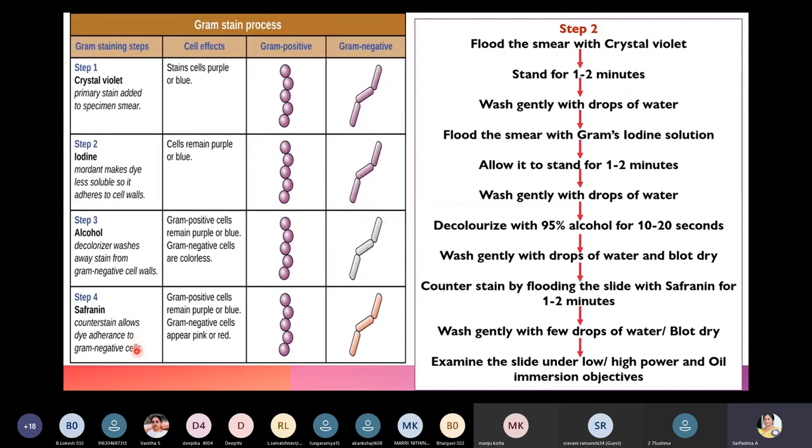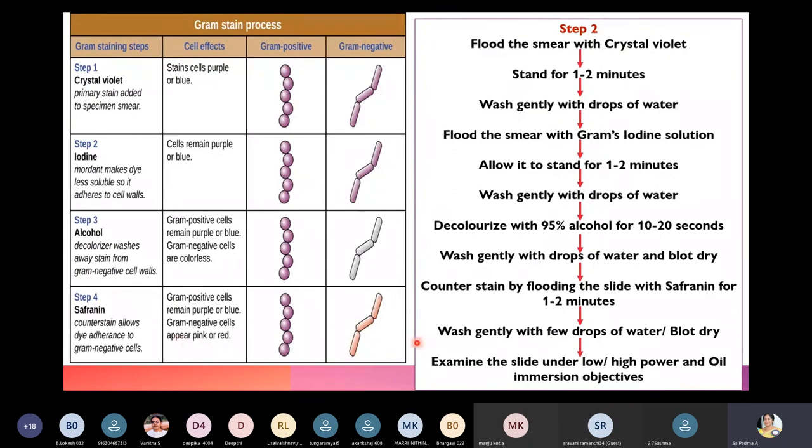Now in the fourth step, we add safranin, a counter stain, which allows the dye to adhere only to the Gram-negative cells, because the Gram positive cells have already taken up the crystal violet and iodine and are visible as purple bacteria. Gram positive cells remain blue or purple because the crystal violet and iodine complex is locked within the peptidoglycan layer during decolorization. In Gram negative bacteria, the complex has been washed away, so when we add the counter stain, it adheres to the cells and they appear pink or red in color.